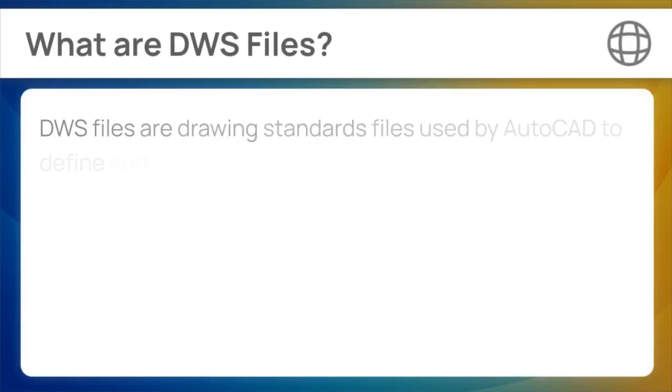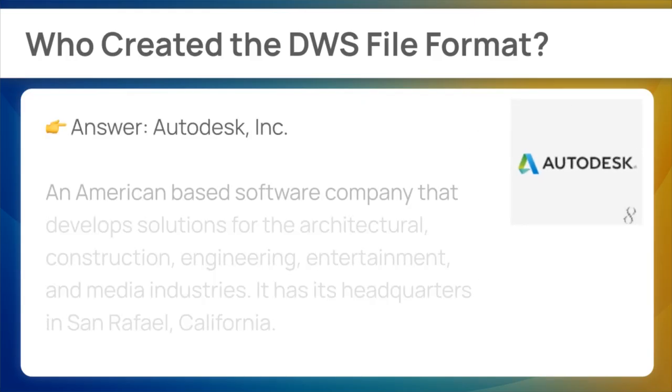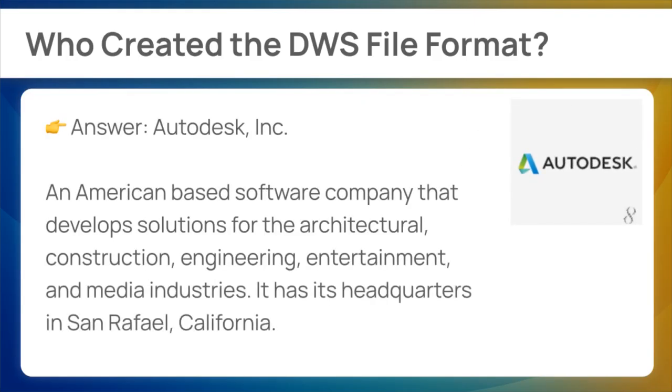DWS files are drawing standards files used by AutoCAD to define and enforce consistent drafting standards across drawings. They contain specifications for layers, dimension styles, text styles, line types, and other drawing properties, enabling teams to maintain visual consistency and compliance with corporate or industry CAD standards.